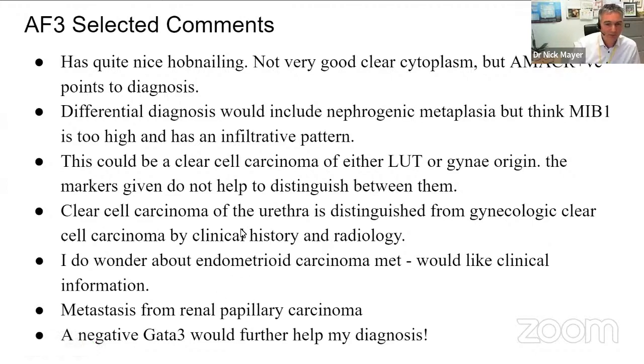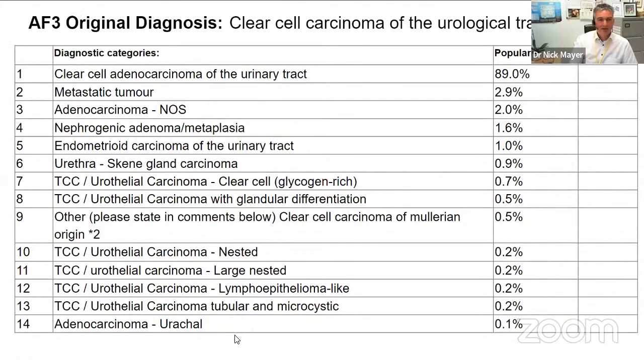Somebody thinking about renal papillary carcinoma, presumably because the tumor's PAX8 positive, and quite a number of people wanted GATA3 immuno, presumably to rule out urothelial carcinoma. And these are the responses. Now, there's a lot of different types of responses, but quite good agreement, actually, in fact, very good agreement that this is, as it was submitted, a clear cell adenocarcinoma of the urinary tract.